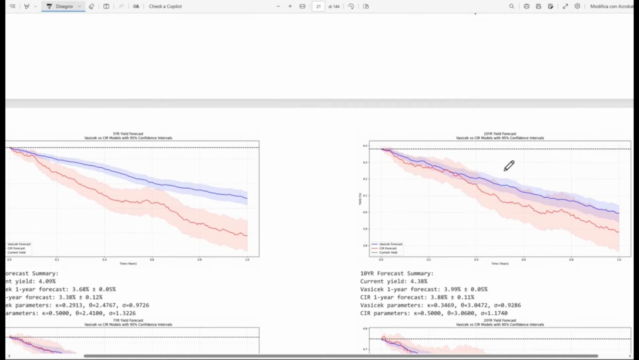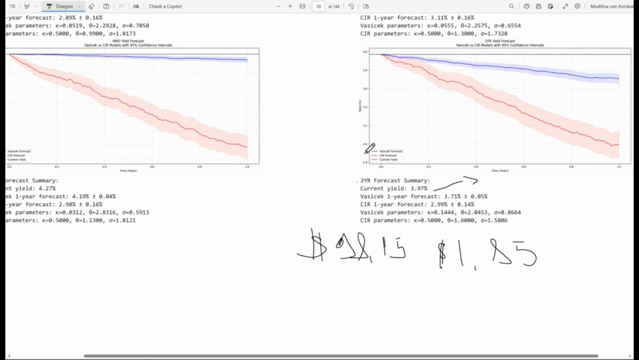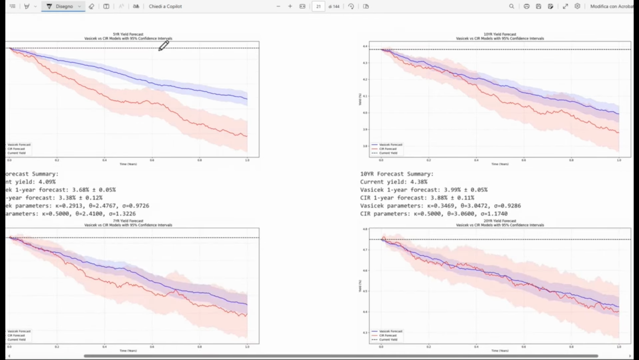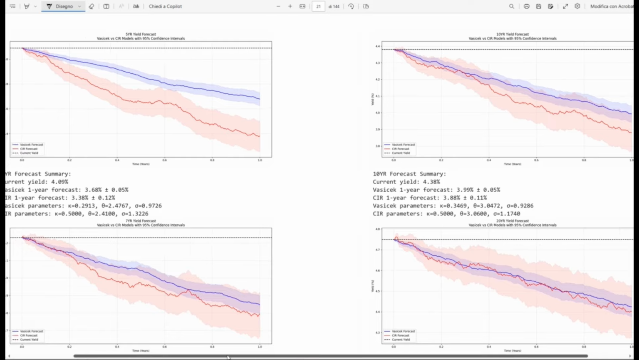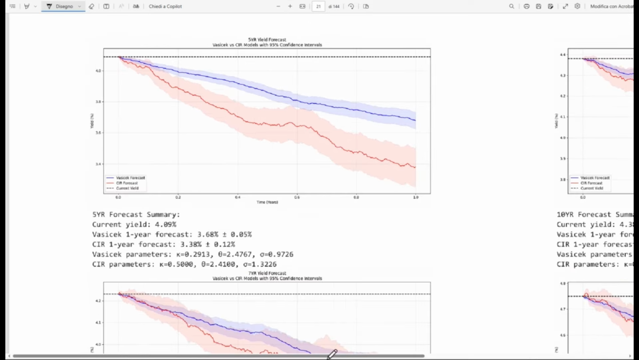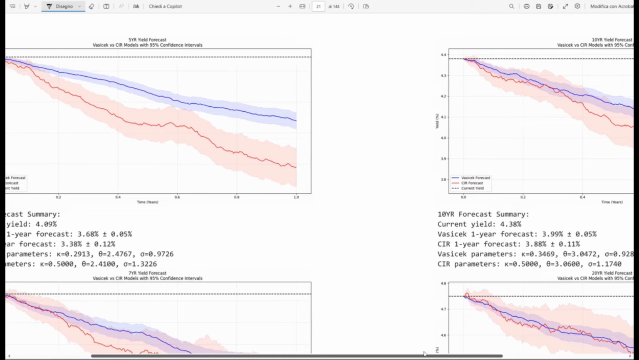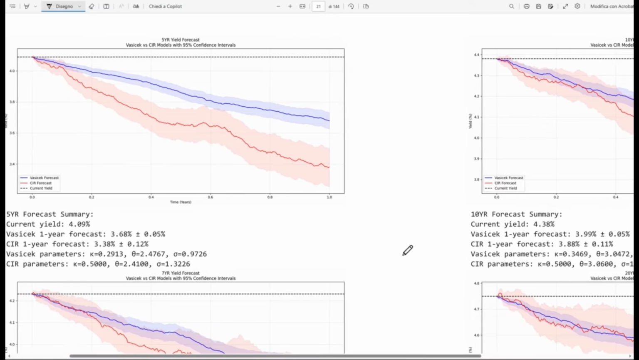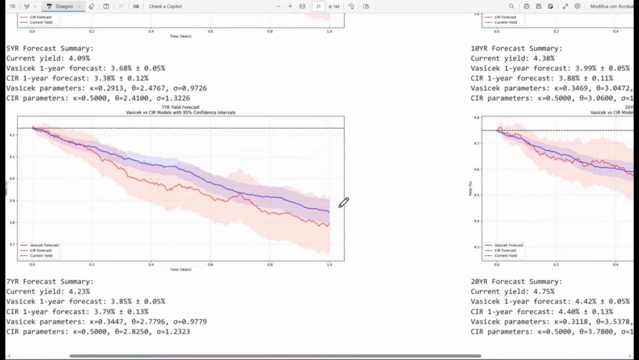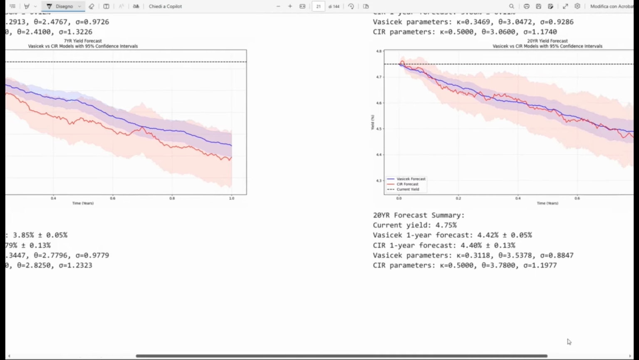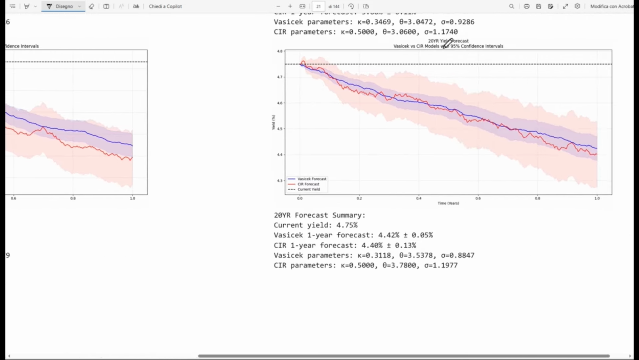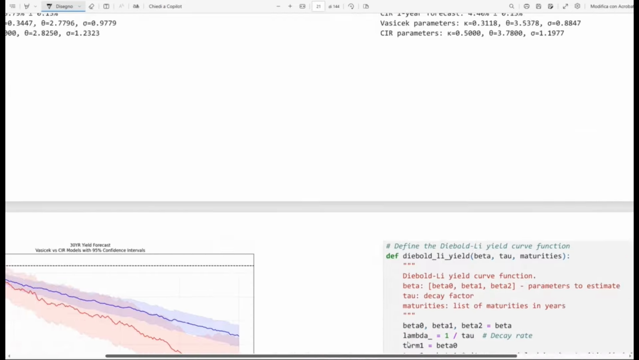What we can appreciate is that, for example, we see here these charts that start from the 5-year treasury, so we are considering medium-term to longer-term duration. We see that the spread of the forecast between the Vasicek and the CIR model narrows. And here we see that the longer the duration, here for the 20-year treasury, the forecast is pretty much similar.